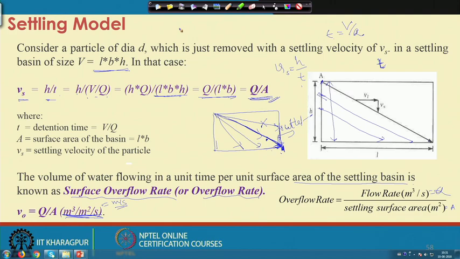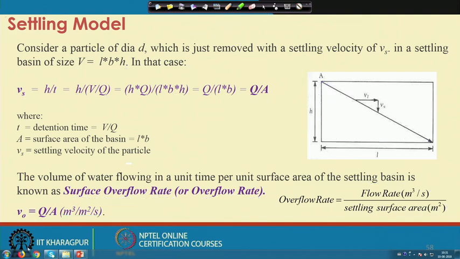So, that is how the overflow rate is conceptualized. Now, another way to see it: you are putting a flow through a tank, and the plan area of the tank is say A, which is L into B. So, the plan area of the tank is L into B and you are putting the flow, as we were seeing earlier when looking at rectangular or circular sedimentation basins.